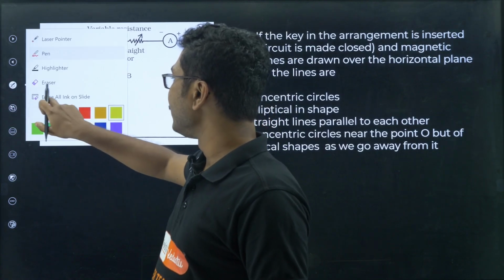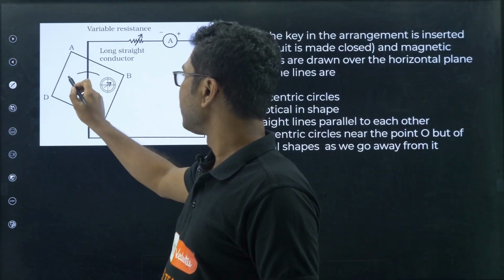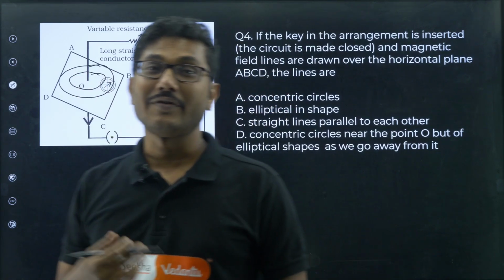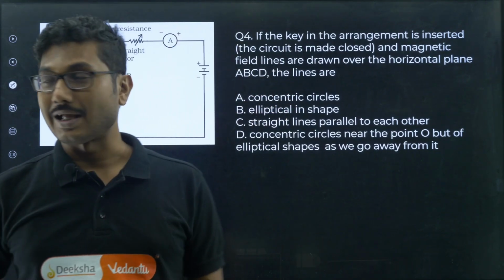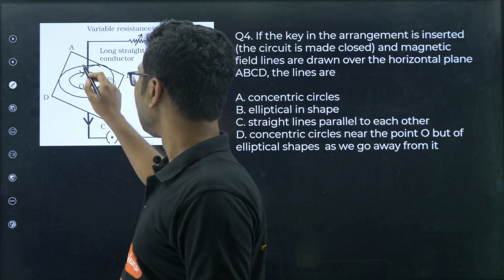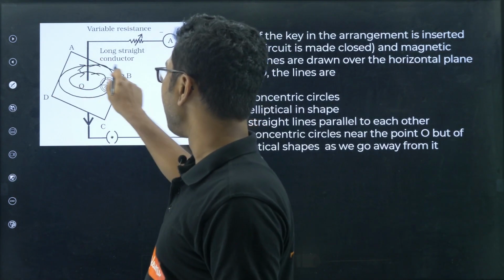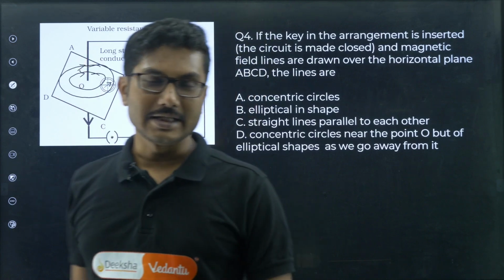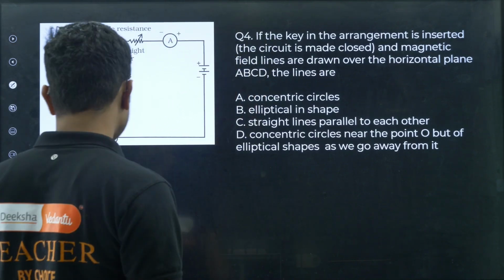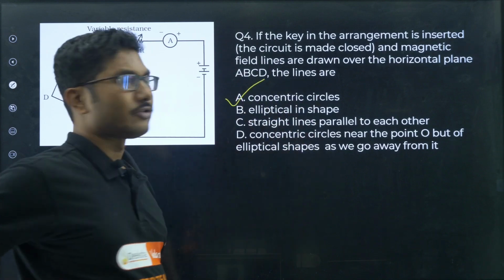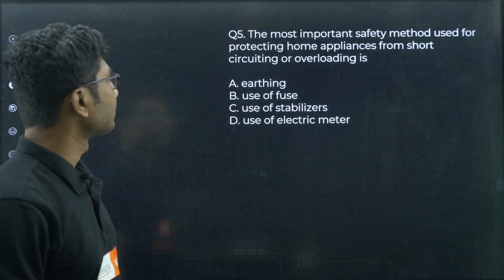So in this case, as we know, in case of a current carrying wire, the magnetic field lines will be concentric circles and the direction will be from A, B, C, D, A, B, C, D, A, this loop. So the magnetic field lines will be concentric circles. So the correct answer is option A.